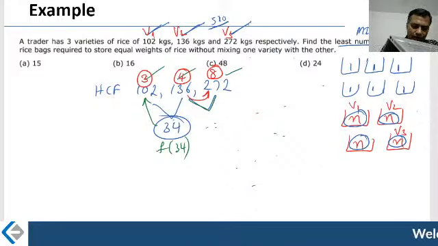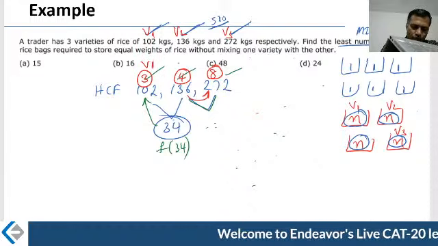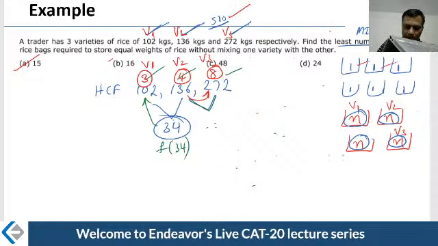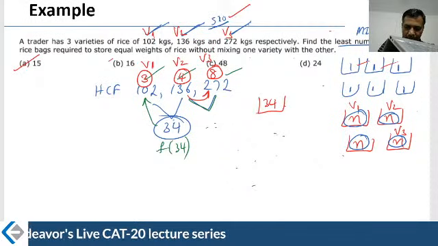Totally, how many bags are required? 3 bags for the first variety, 4 bags for the second variety, 8 bags for the third variety. Totally, I just need about 15 bags. If I pack only 1 kg per bag, I wanted 510. But if I pack 34 kgs per bag, I'll take each bag and I will take 34 kgs.